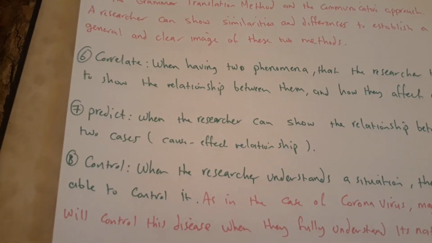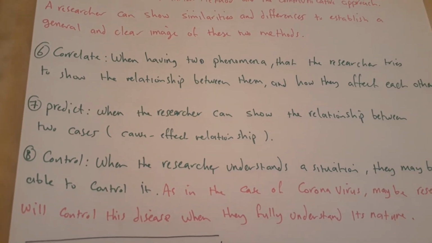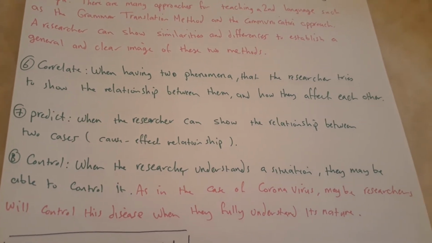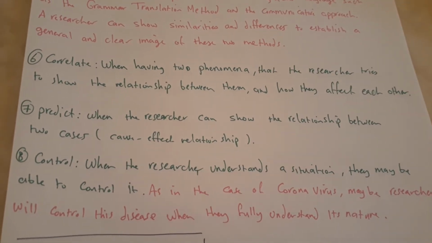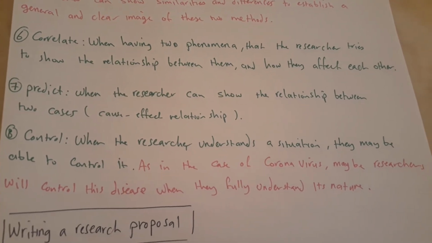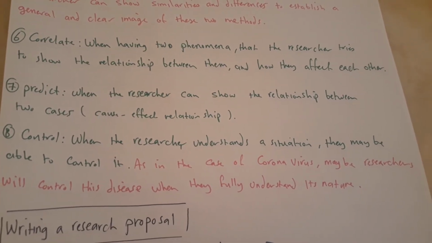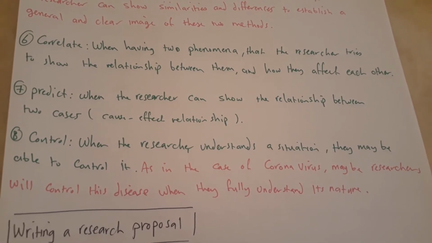Number 7, to predict. When the researcher can show the relationship between two cases. Again, you need to see how one case affects the other. Number 8, control, when the researcher understands a situation. Maybe that will be able to control it.